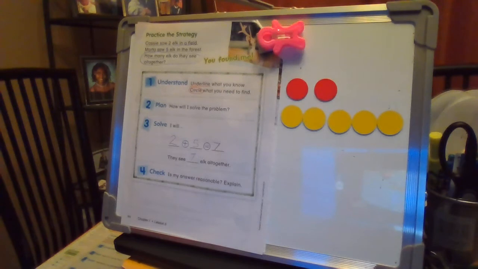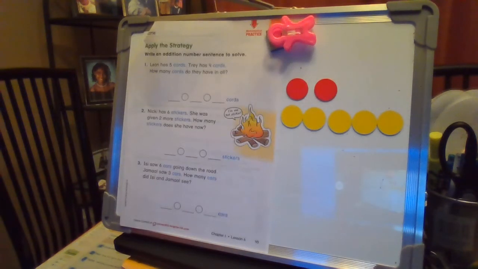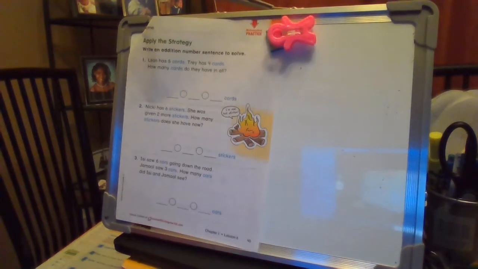All right, boys and girls, so now I'm going to turn my page. All right, boys and girls. It says write an addition number sentence to solve. Now, when it says to apply the strategy, now you're going to use what you just learned. Okay? So, first step is to understand. First, I'm going to read it, and then I'm going to get some understanding about the story problem.